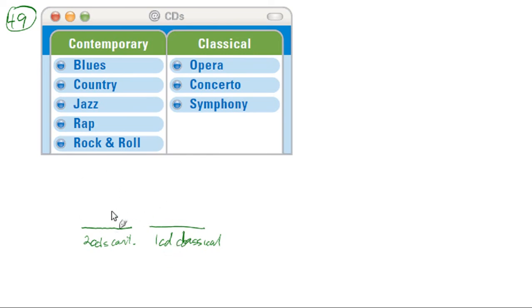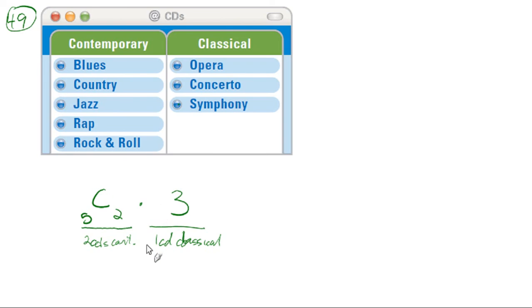Now we have to find out how many ways there are to get 2 CDs to be contemporary. We could choose blues and country, or you could choose country and rap, and so on. How many different ways are there to pick 2 out of these 5 things? So that's combinations. 5 choose 2. How many ways are there to pick 1 CD out of the classical? Well, you pick opera or concerto or symphony. So there are 3, just 3.